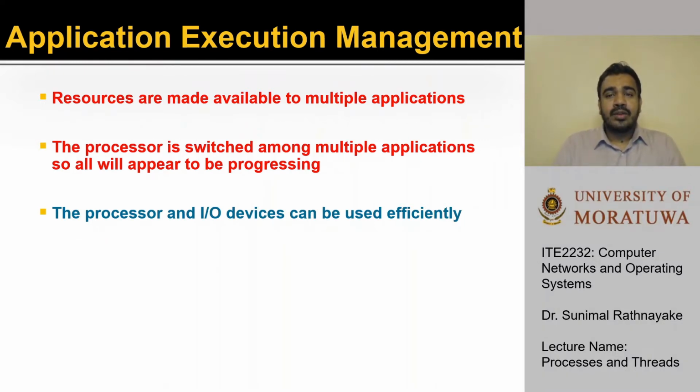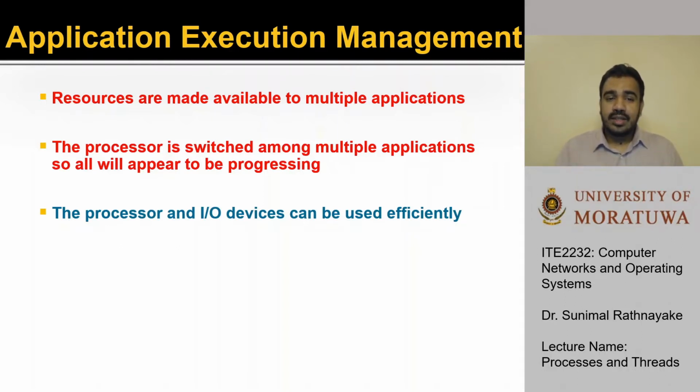When it comes to the responsibilities of an operating system, application execution management is one of the major tasks that the operating system is responsible for. The resources of the computer system, that are the processor, the memory, and the input-output devices, are shared with all the applications, so all the programs of the computer system. And it is the responsibility of the operating system to make them available to these multiple applications.